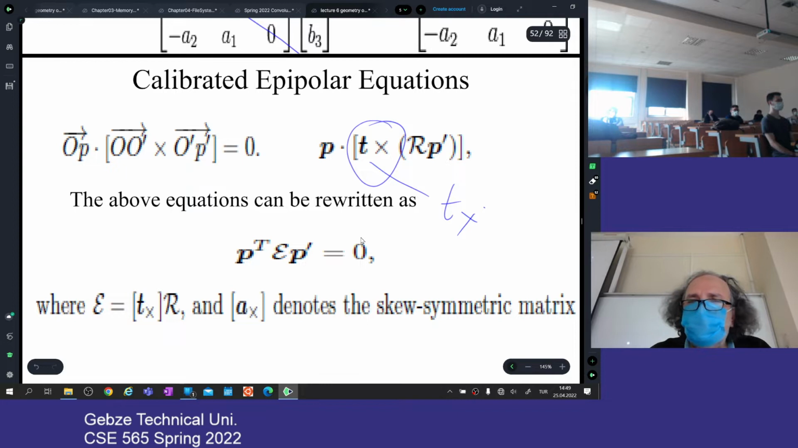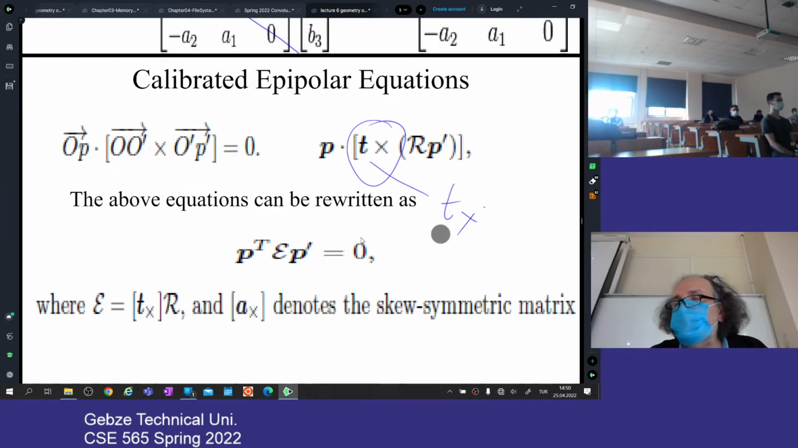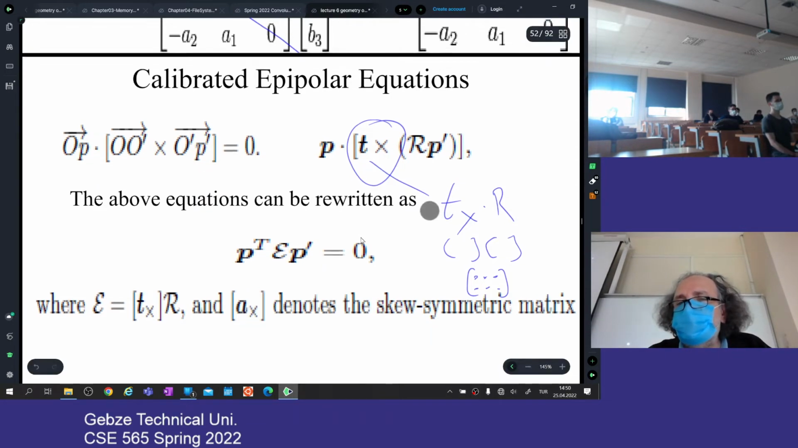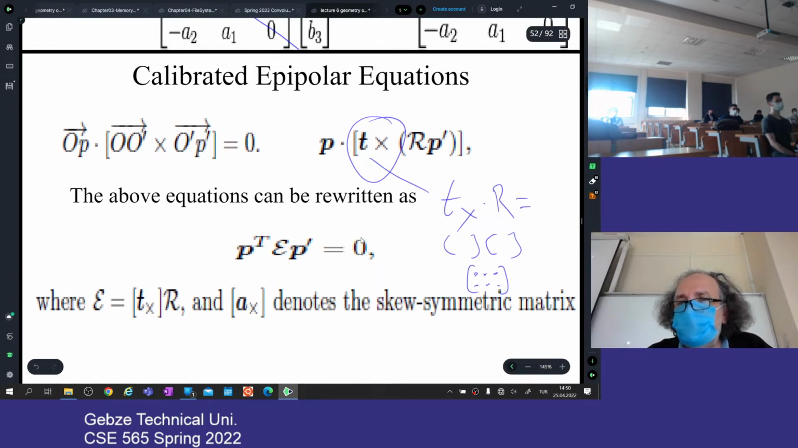what is the size of this Tx? What kind of matrix is this? How many by how many? 3 by 3. What is the size of R, the rotation matrix? It is 3 by 3 again, right? So this is 3 by 3. This is 3 by 3. If I multiply them, I will get a 3 by 3 matrix, right? So this is this matrix. If you multiply this matrix with this one, this matrix is called the essential matrix.